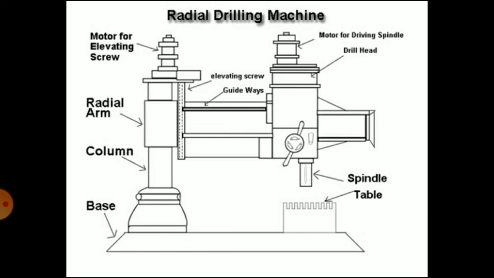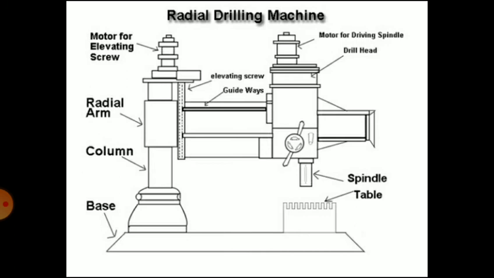Next is the drill head. You can see the drill head mounted on a radial arm. It drives the spindle. It has a mechanism for driving the drill at multiple speeds and at different feeds. The drill head slides on the guideways provided on the arm. After the spindle has been properly adjusted in position, the drill head is clamped on the radial arm. So that is the adjustment made for the drilling work.